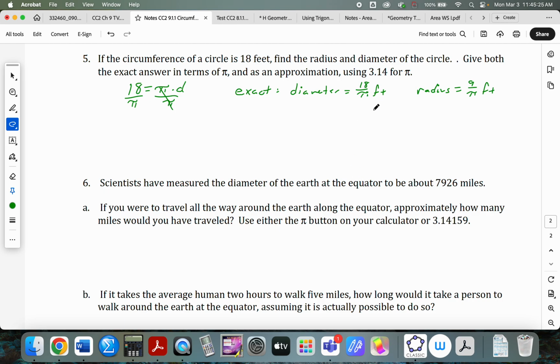Now they want us to give a decimal approximation for this. This is where it gets ugly. It's not fun to do by hand.